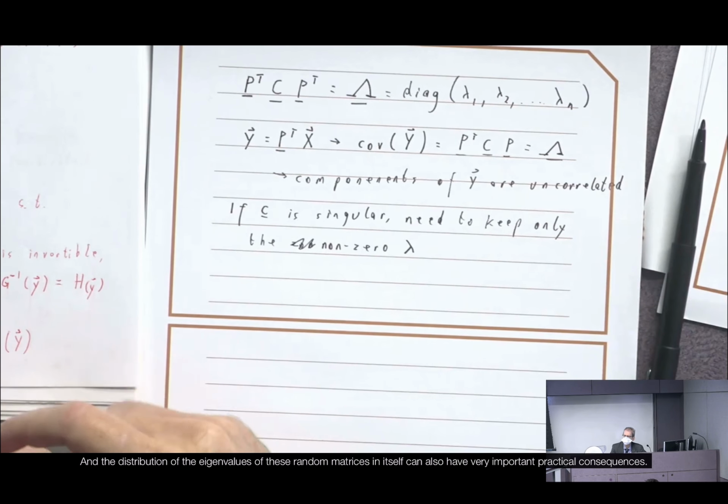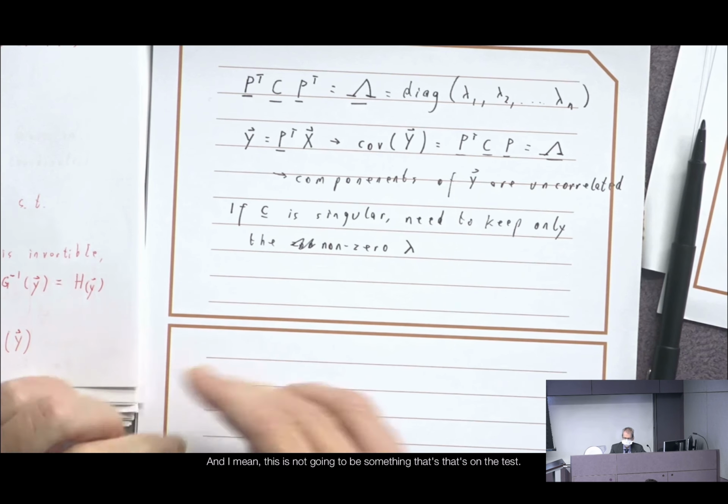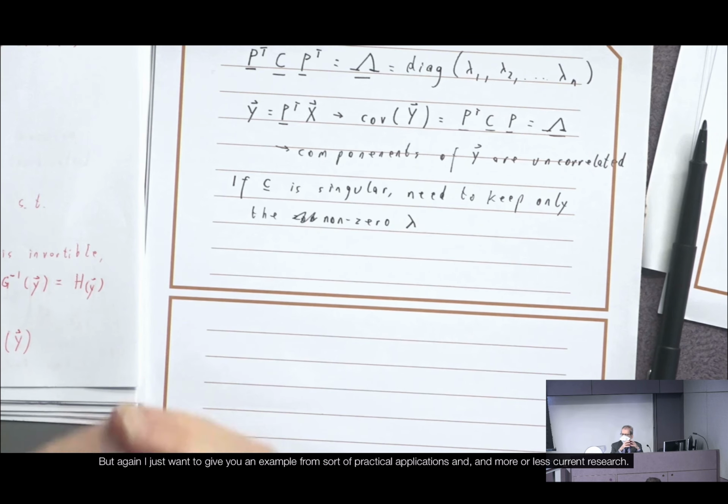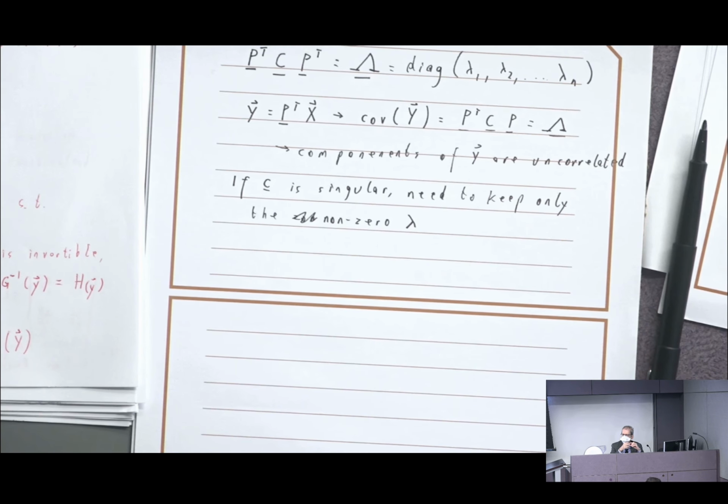And the distribution of the eigenvalues of these random matrices in itself can also have very important practical consequences. This is not going to be something that's on the test, but I just want to give you an example from practical applications and more or less current research.